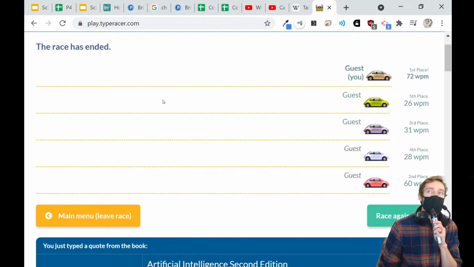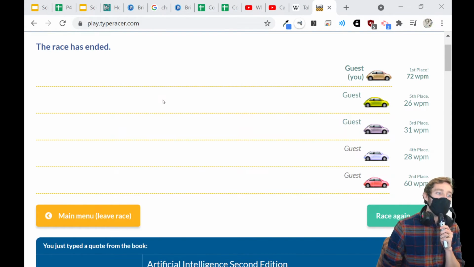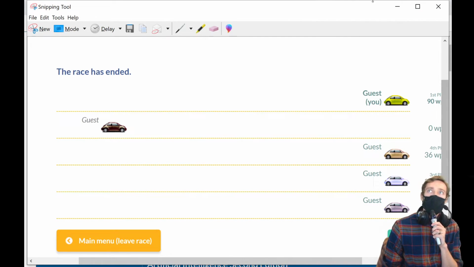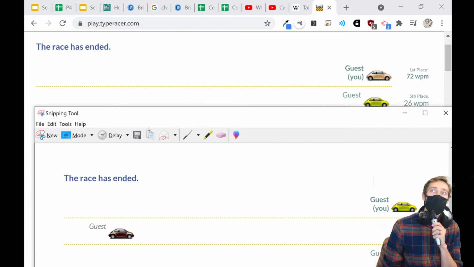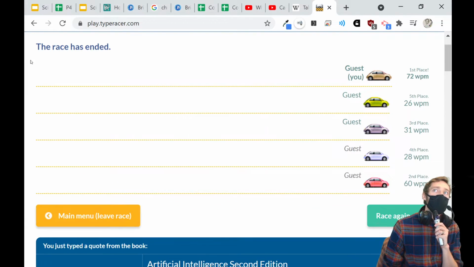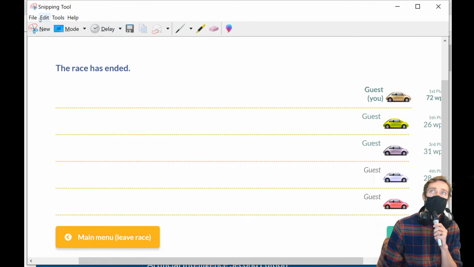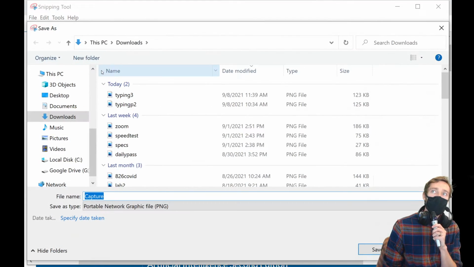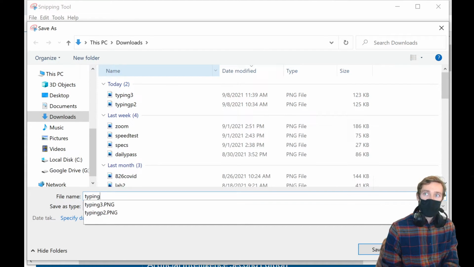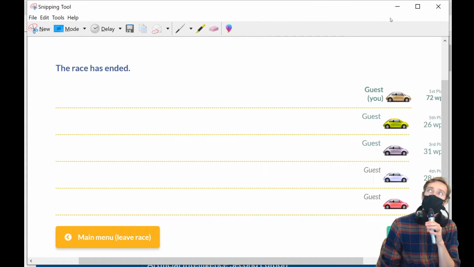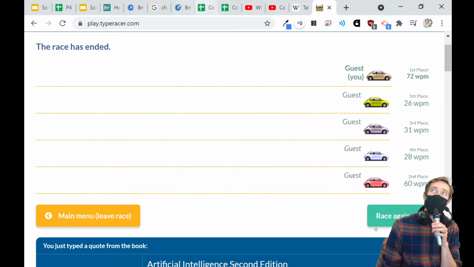You need to take evidence of this. In order to take evidence, use some sort of snipping tool. Like, here was my 90 word per minute one just last period. So take a snip. You guys know how to take a screenshot now from the other website pages. Save that. I'm going to save this as typing 4. And you can go ahead and insert that into your page, and that will give you the additional content.